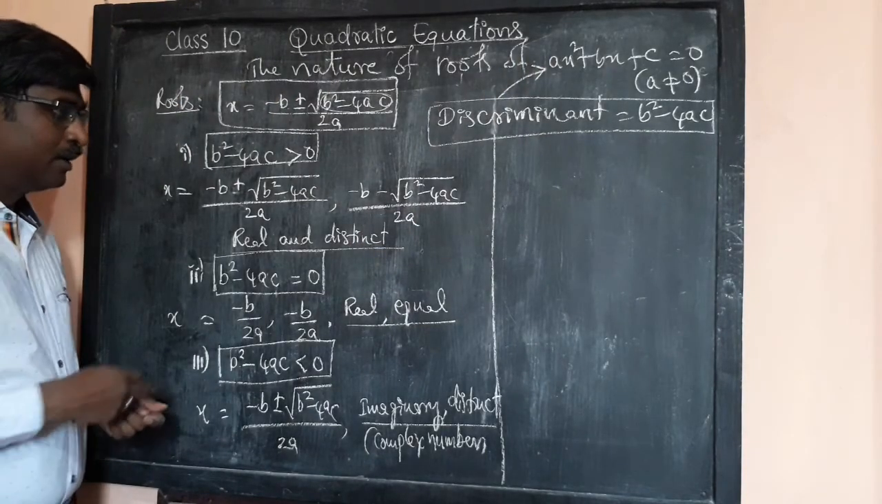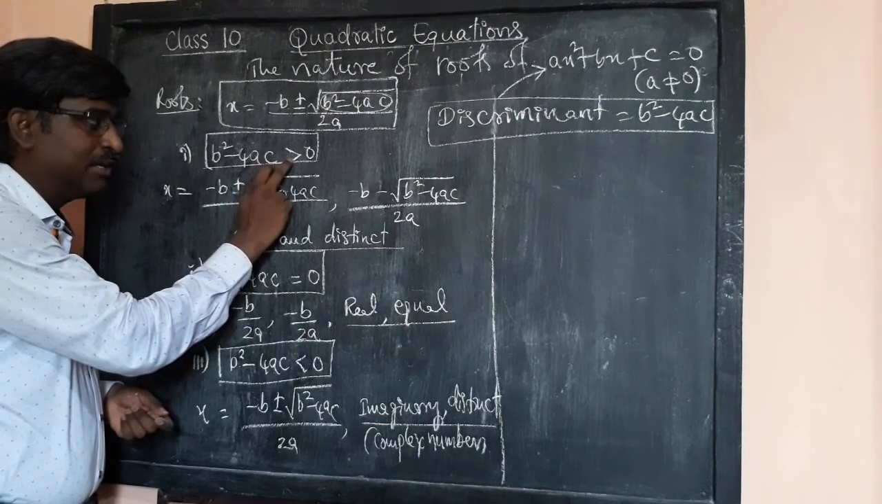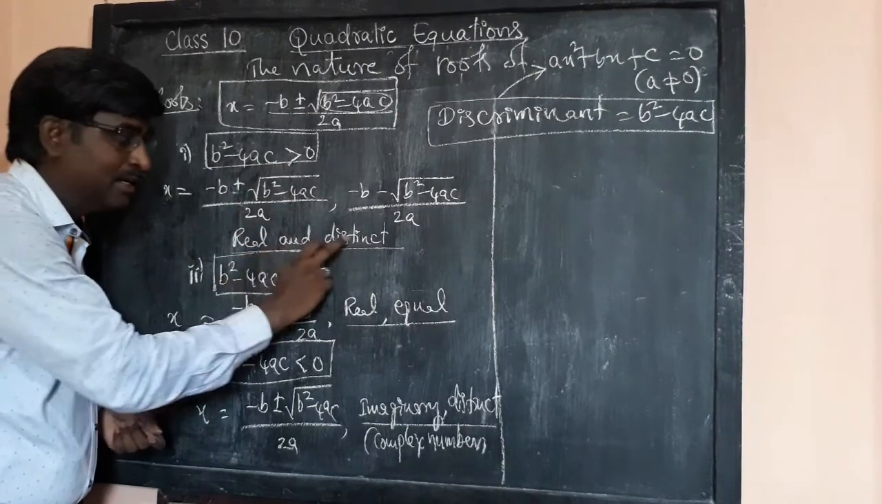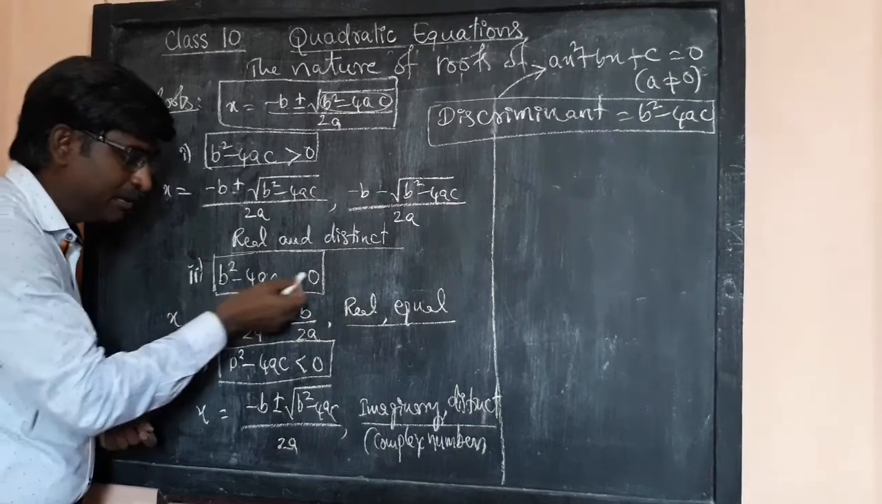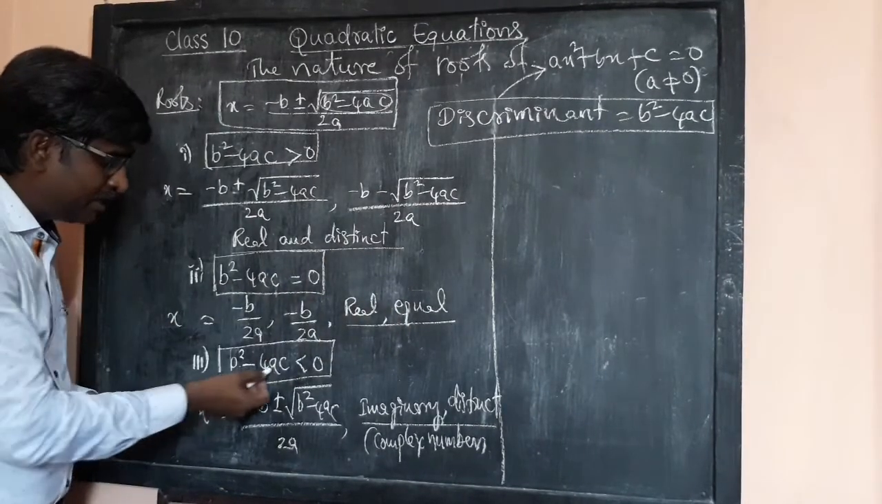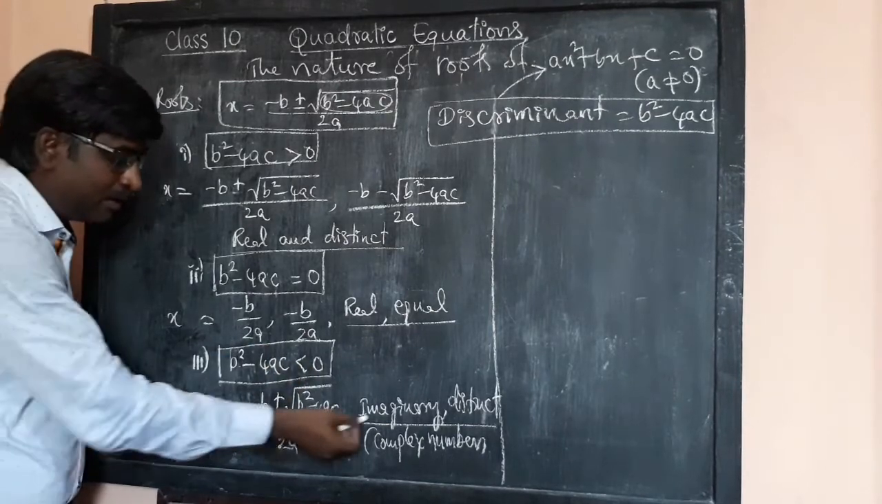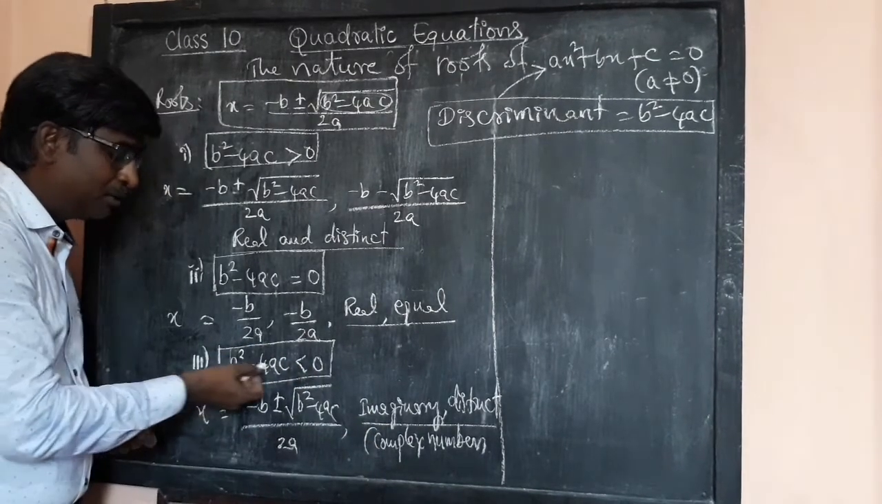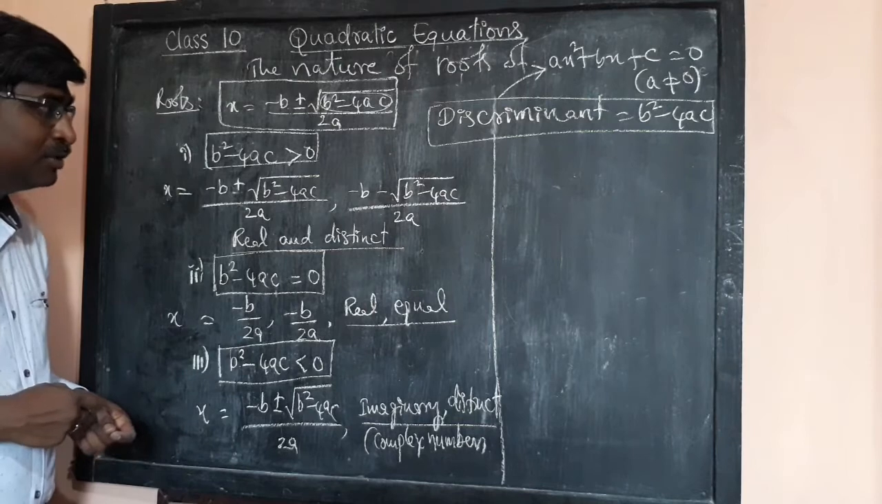So now remember that when this value is greater than 0, roots are real and distinct. When this value is 0, roots are real and equal. Finally, roots are imaginary or complex numbers when b square minus 4ac is less than 0.